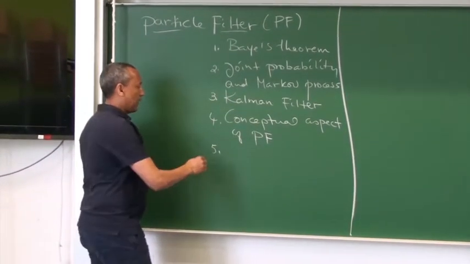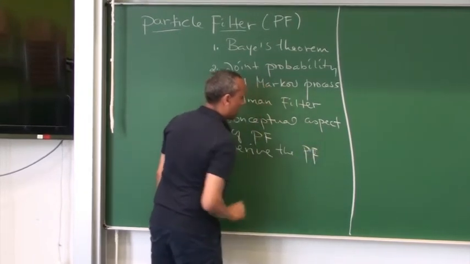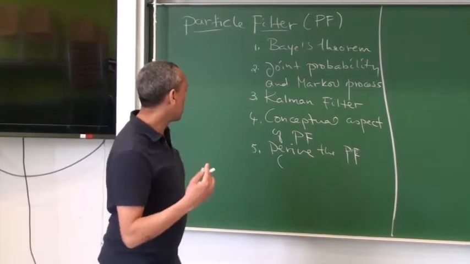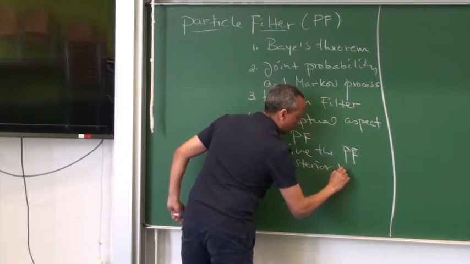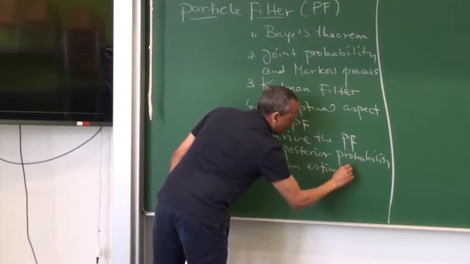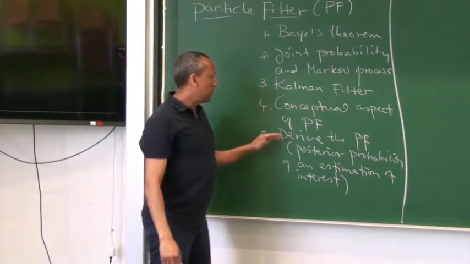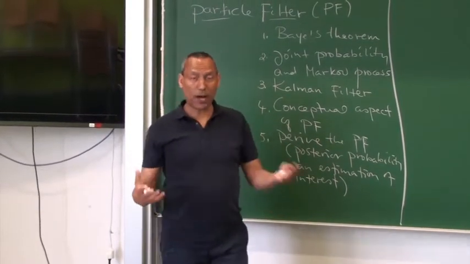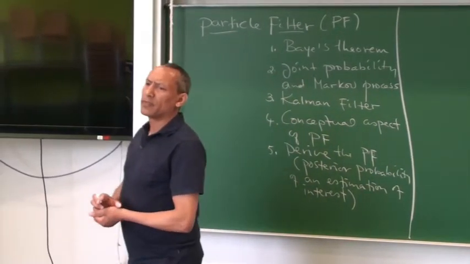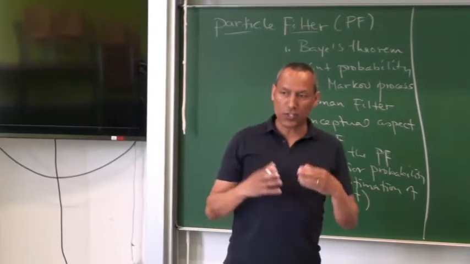So five, we will derive the particle filter, mainly focusing on the posterior probability of an estimation of interest. Based on this concept, we'll immediately know what parameter we should be looking for. But we will soon discover that the posterior probability is a computationally intensive and mathematically complex expression, so we need to find a mechanism to simplify this expression.